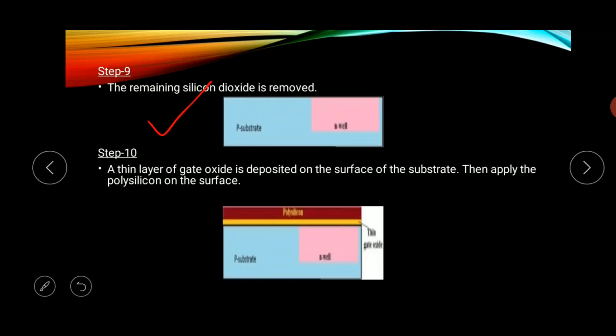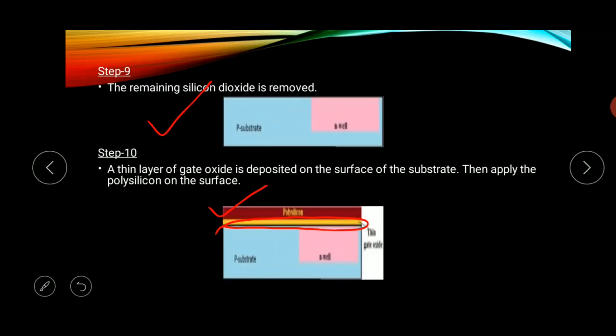For that, this yellow layer is the thin gate oxide. On that yellow layer, a maroon layer is formed. That maroon layer is known as polysilicon. Polysilicon is used for formation of the gate because it can withstand high temperature.